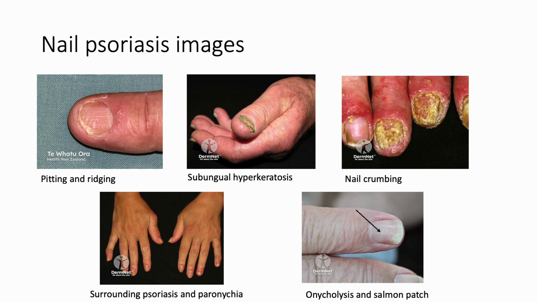These are some images of nail plate changes and clinical signs of psoriasis. The pitting is shown in the top left image, with small circular indentations and transverse ridges. The second image shows hyperproliferation underneath the nail plate, causing lifting of the nail plate. The third image shows severe nail crumbing. The bottom left shows inflammation around the proximal nail fold and surrounding psoriasis on the rest of the hand. And the bottom right image shows lifting of the nail plate, onycholysis, and a small area of a salmon patch, suggesting nail bed involvement underneath.